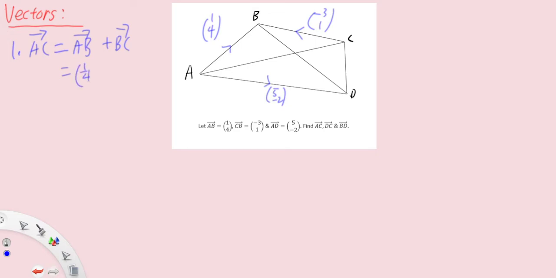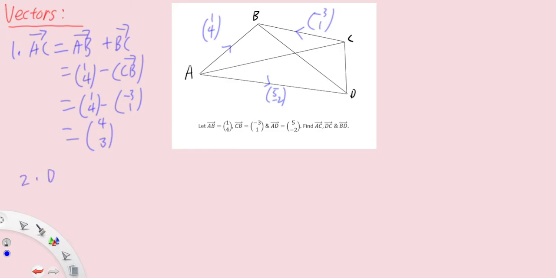For AB we know it is (1, 4). And BC is simply minus the vector CB. So it's very simply (1, 4) minus (-3, 1). So 1 minus (-3) is 4, 4 minus 1 is 3. So the first vector is done.